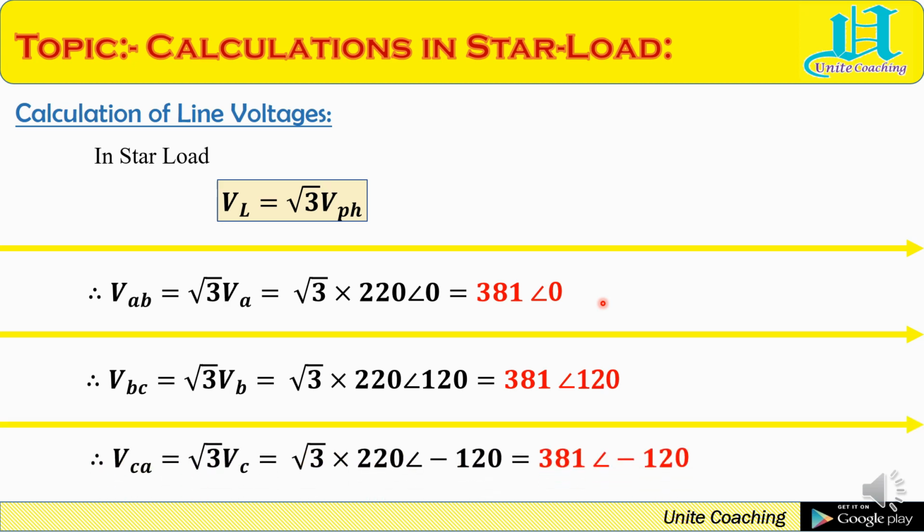The value of VBC you are getting is 381 angle 120, and the value of VCA you are getting is 381 angle minus 120. As it is a balanced supply, obviously the RMS values of all three phases will remain the same. There will be only a difference of displacement. If the first voltage is at 0 degrees, another will be at positive 120 degrees, and the third one will be at minus 120 degrees.